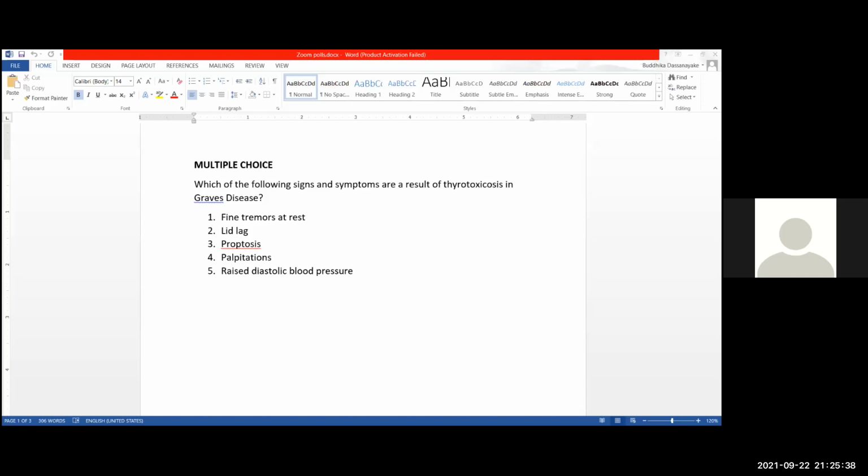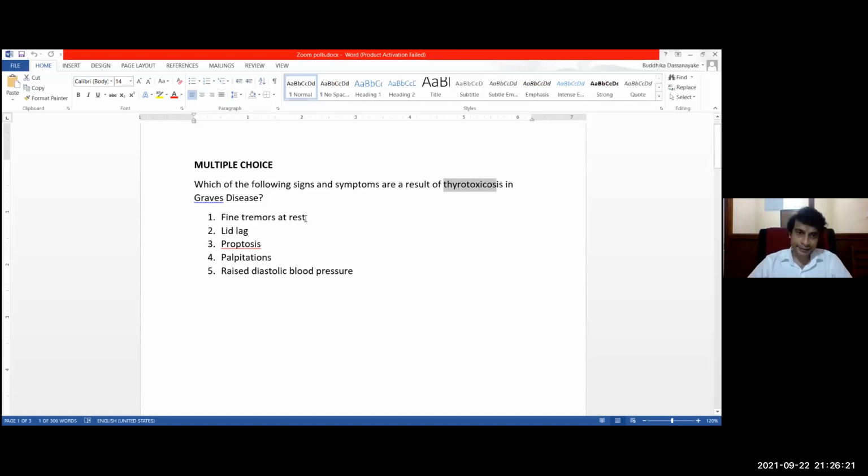Right. Let's go to the first one, and I'll just share the first question again with you, and we'll discuss that first. Right. Okay. So, which of the following signs and symptoms are results of thyrotoxicosis in Graves' disease? So remember the key here is what is thyrotoxicosis. Now remember, thyrotoxicosis is defined as a collection of signs and symptoms that occur due to increased circulating thyroid hormones, which means that what you are asked here is fine tremors at rest caused by increased circulating thyroxine hormones? Is lid lag caused by that? So on and so forth. So that's what you have to answer in this question.